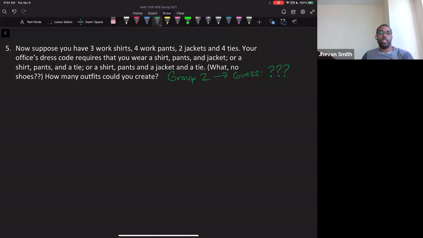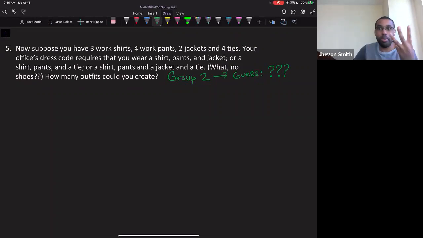Because if you read the question, the dress code requires... there are multiple things that you could do and obey the dress code. You can wear a shirt, pants, and a jacket, or you can wear a shirt, pants, and a tie, or you can wear a shirt, pants, jacket, and tie. What you just told me, 3, 4, 2, 4, multiplying those all together, which situation do you think those count? That would count the shirt, pants, tie. 3 times 4 times 2 times 4. Yeah, it counts like everything, right? That would count the very last situation, right?